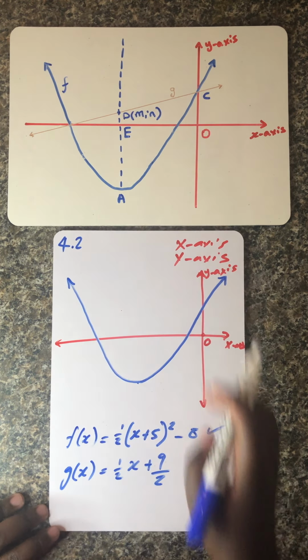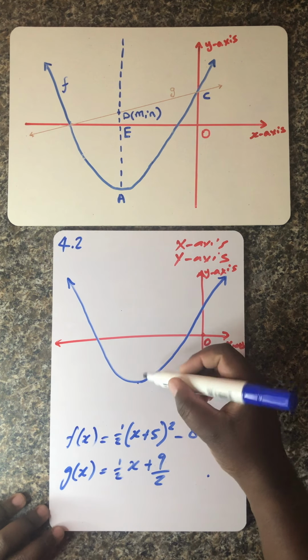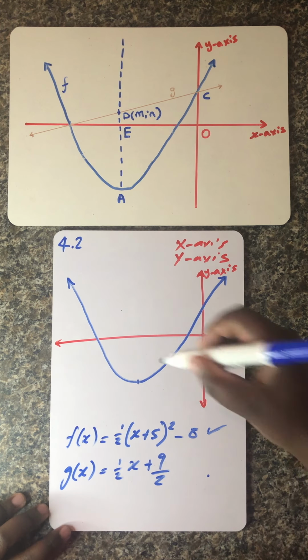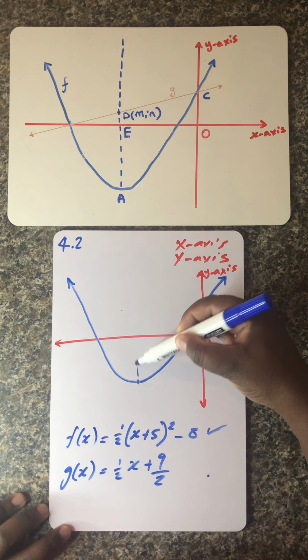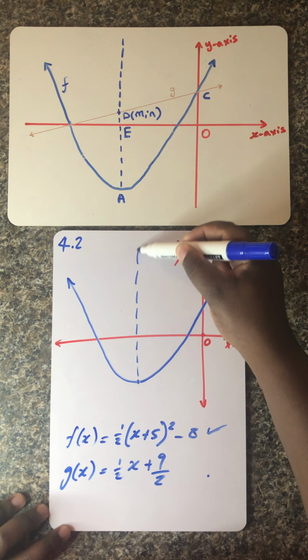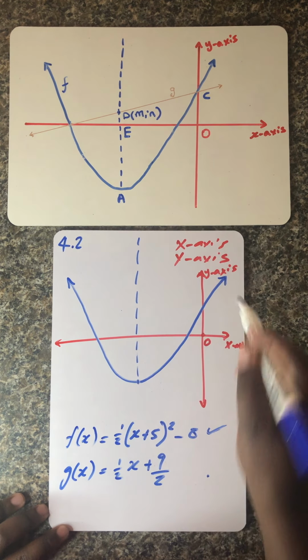It cuts this graph into two equal halves, or two equal parts. So guys, this is the turning point of that parabola. So that means I can just draw a broken line, which is now my axis of symmetry for that graph.